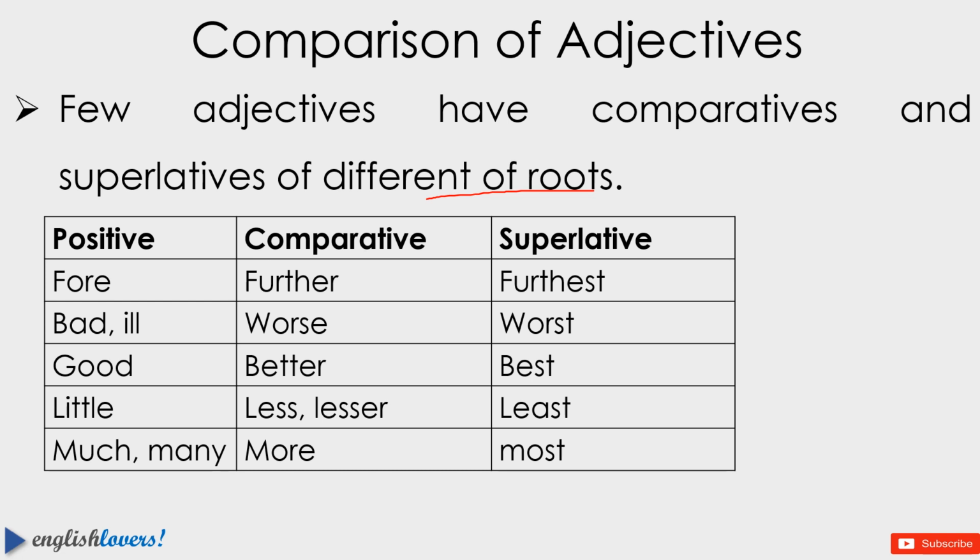Then there is good in positive form, there is better in comparative, and in superlative it has the form as best. Then little, less is comparative, lesser is another form in comparative, and least is the superlative. In the same way, there are these adjectives much or many, and its comparative form is more and its superlative form is most. So you can see that all these adjectives far, bad, ill, good, little, much, many, they have altogether different words in their comparative and superlative forms.